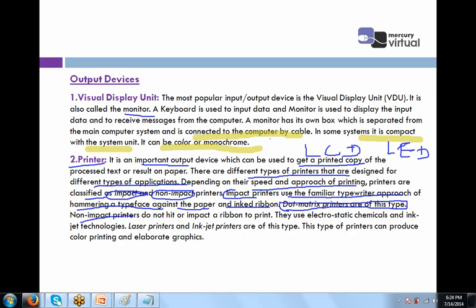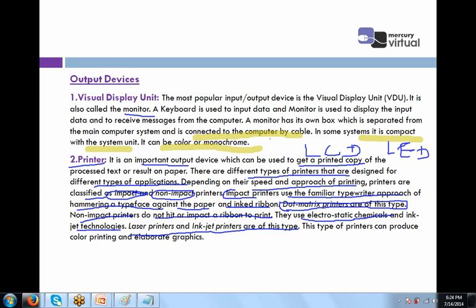Non-impact printers do not hit or impact a ribbon to print. They use electrostatic, chemical and inkjet technology. This means there is no hammer and no ink. These use electrostatic, chemical material and inkjet technology. Laser printers and inkjet printers are of this type. So dot matrix is of the impact type, and laser and inkjet are of the non-impact type.